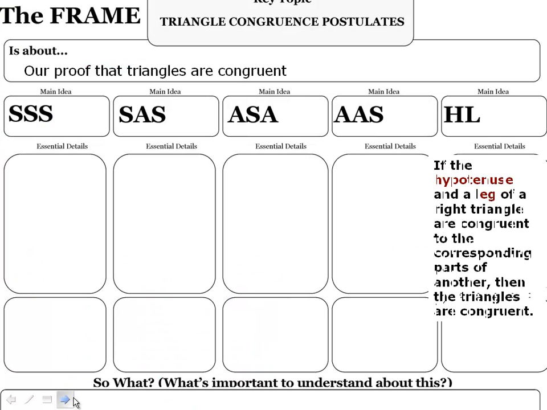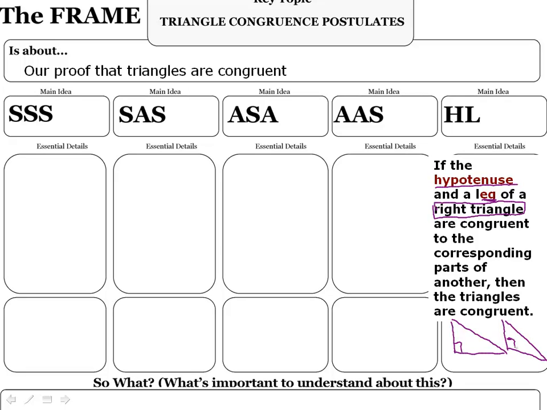Our last one here, hypotenuse, leg. If the hypotenuse and leg of a right triangle are congruent to the corresponding parts of another, then the triangles are congruent. So H stands for hypotenuse, L stands for leg, and a key thing here is this has to be with a right triangle, and you must know that it's a right triangle in order to say this. So let me draw a little picture here. Here's my right triangle. Here's another right triangle.